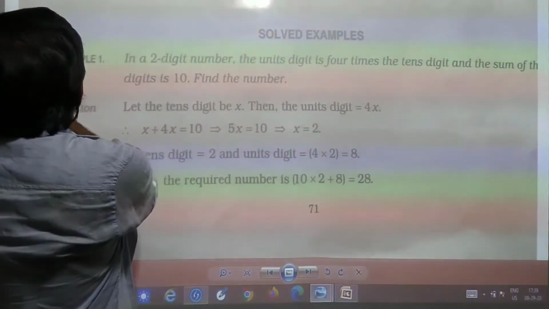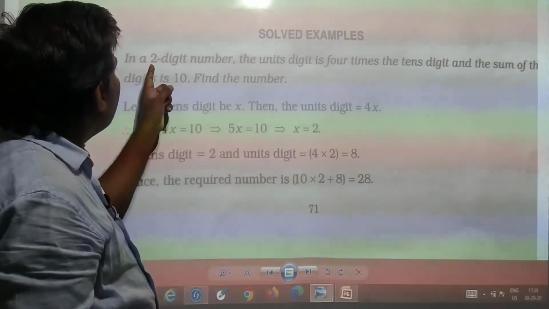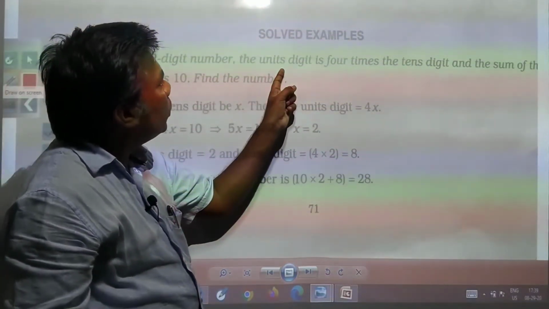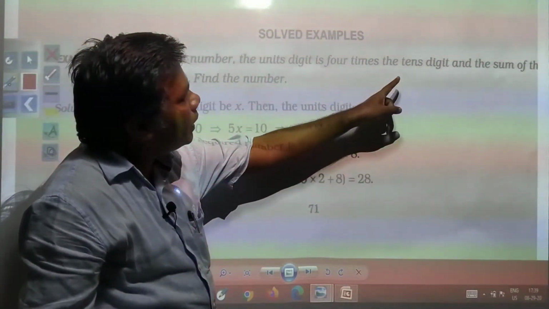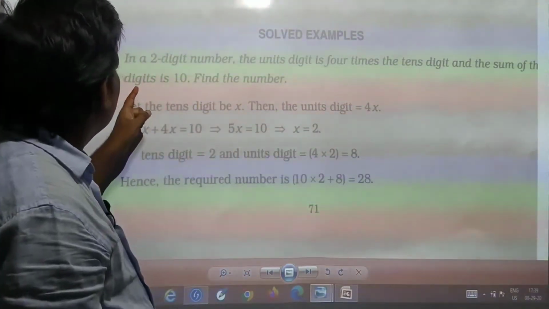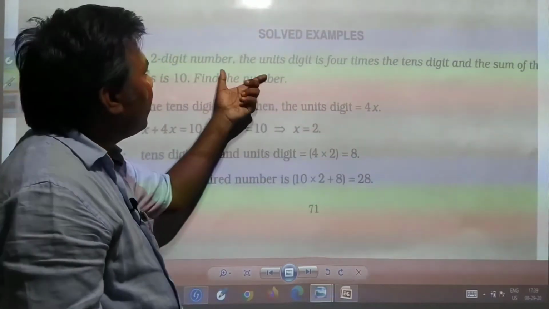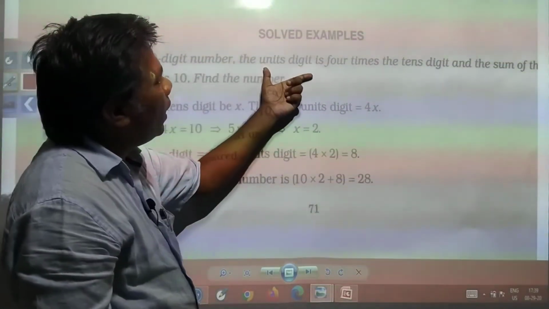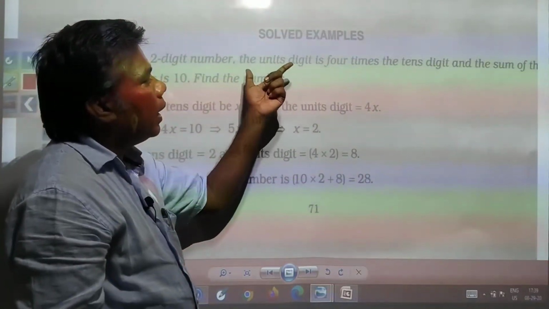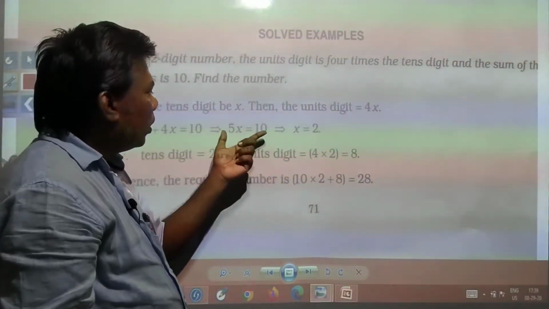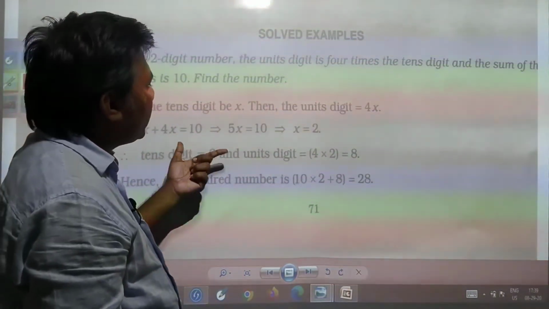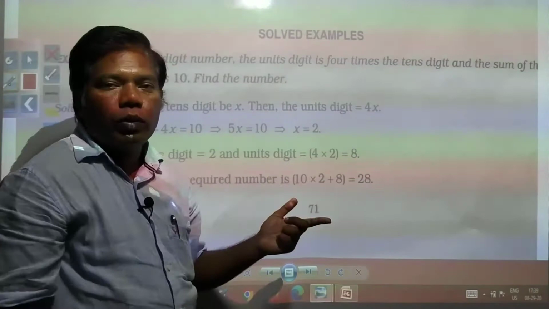Here you have some examples. In a 2-digit number, the units digit is 4 times the tens digit and the sum of the digits is 10. Find the number. In this type of question, you need to understand the question properly and then form an expression or equation and then solve.